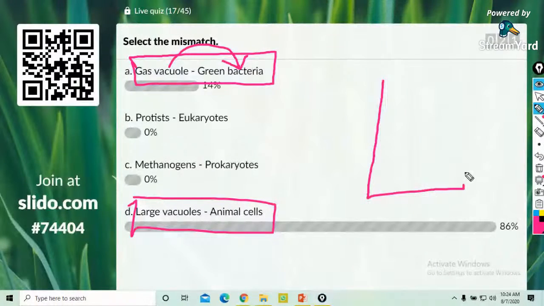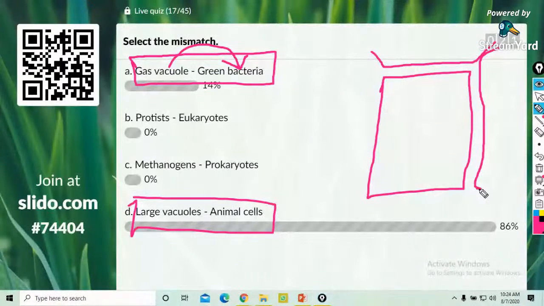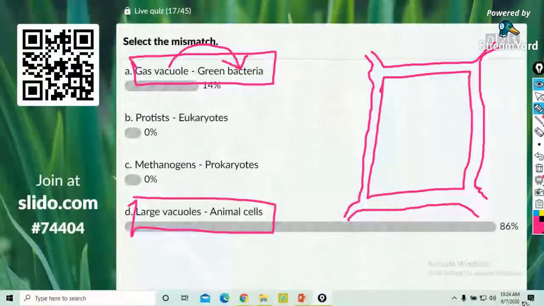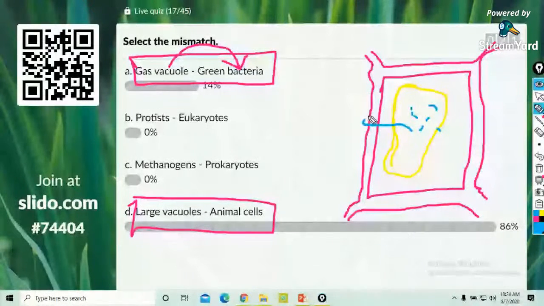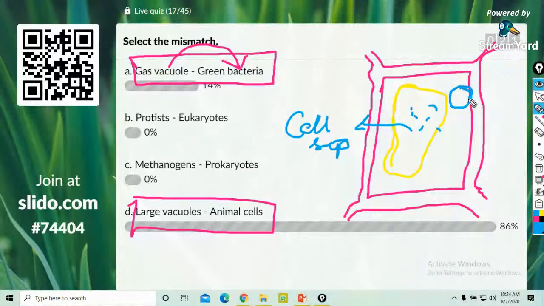For example, if you take a plant cell, this is the cell wall. You will be able to point out that the majority of space inside the plant cell is occupied by a vacuole, filled with a fluid known as cell sap, and the nucleus is pushed aside to one side. So that is a character. So this statement is the wrong statement among the four.